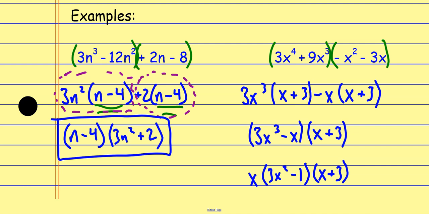The other thing about factoring by grouping is you have to factor something out even if it's just a 1, all right? So even if it looks like they don't have anything in common, factor a 1 out, okay?